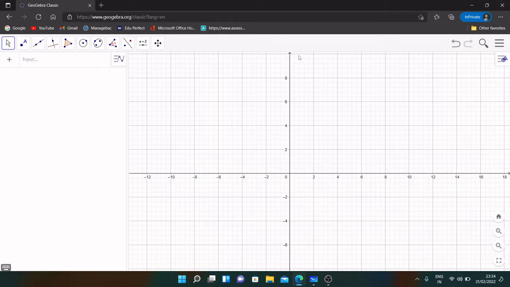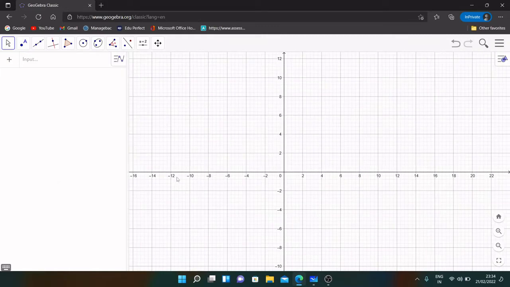On the top it's y, on the right side it's x, on the bottom it's known as y dash, and on this side it's x dash. Y is positive, y dash is negative, x is positive, x dash is negative. X is the horizontal axis, y is the vertical axis.